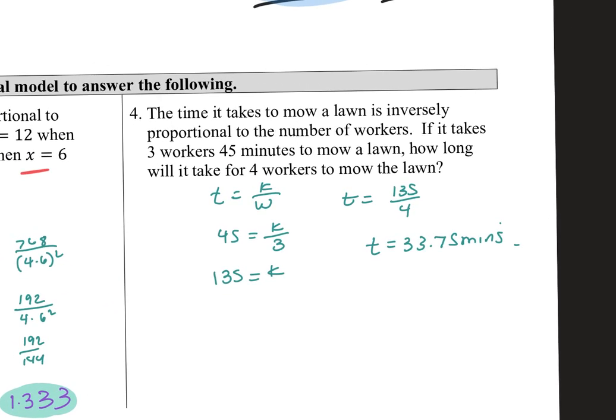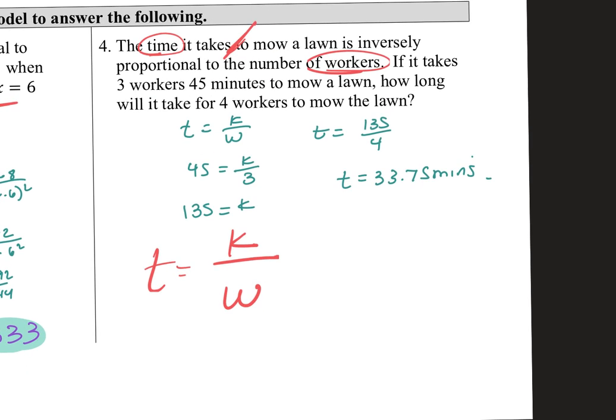4 says the time it takes to mow a lawn is inversely proportional to the number of workers. So time is inversely means divided by the workers. And the divided by numerator is your K. So you do your constant over what you're dividing by. So time equals the constant over the workers. And then it will give you the first pairing. It takes 3 workers, so that's my workers. 45 minutes, 45 is my time, to mow a lawn.